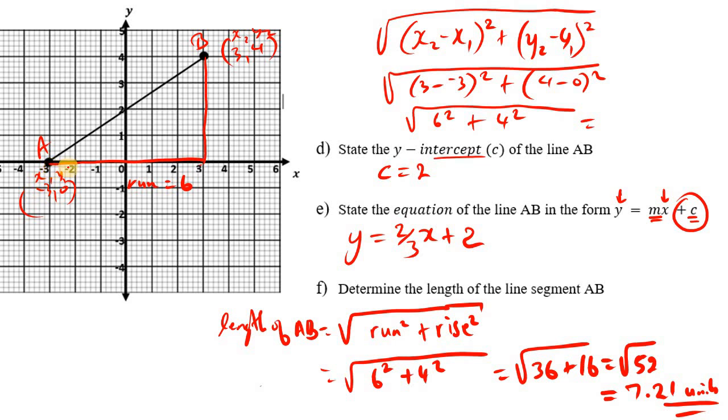So we could have simply looked at the run and the rise. And say 6 squared is 36 plus 16, the square root of 52 equals 7.21 again. So that's basically finding the length of the line using the formula. But using the graph is so much quicker.